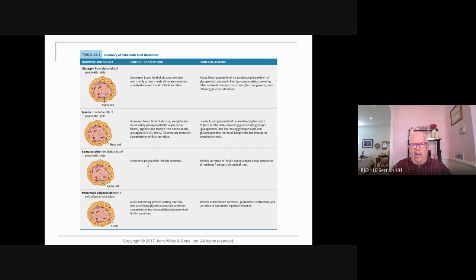Okay? Again, the alpha cells of the pancreatic islets produce glucagon in the presence of low blood sugar to raise your blood sugar. Insulin from the beta cells of the pancreatic islets secrete insulin to lower your blood sugar in the presence of high blood sugar. All right?